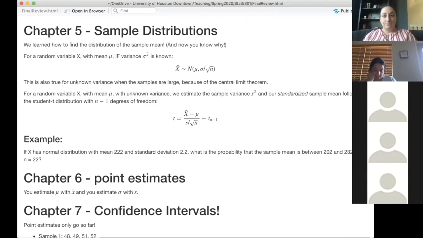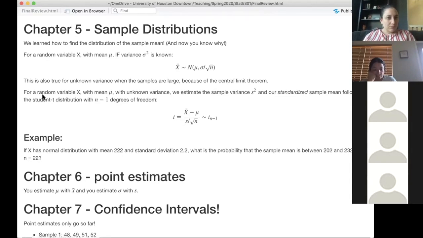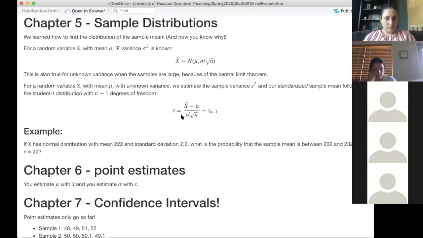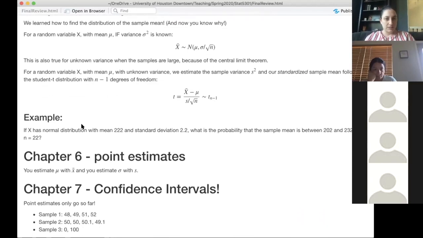If we don't know our variance and we have a small sample, we estimate our sample variance, and then our standardized sample mean, essentially, is this t, and it follows the student t distribution with n-1 degrees of freedom, right? With n being the sample size. I don't think I say that anywhere, but in general, n is the sample size. Right, so our t is there, and it gives us this guy.